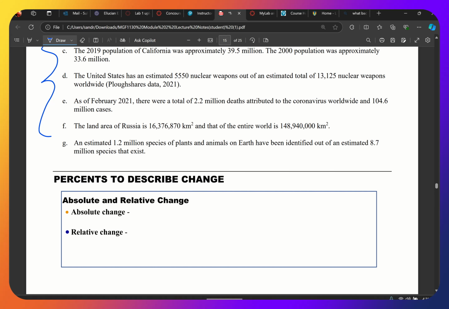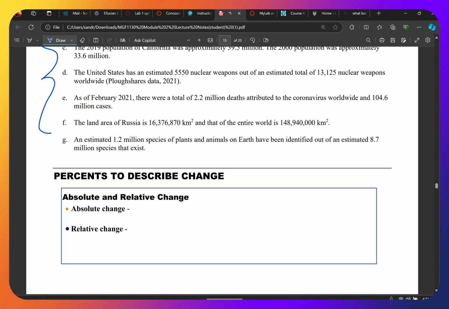Okay. This is similar to percent of increase and percent of decrease. They just use bigger words. It's similar. The absolute change is going to be the actual change, increase or decrease. The numerical value.